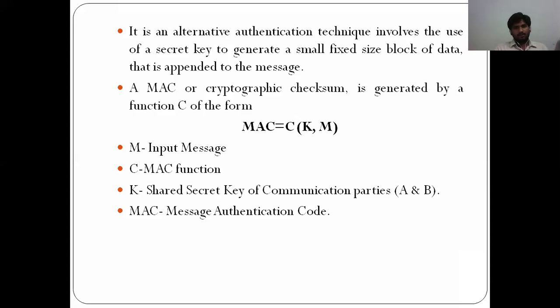So a MAC, a cryptographic checksum, is generated by the function MAC = C(K, M), where M is the input message and C is a function. Wherever we see C of or F of, we can know that there is a function. C means the MAC function. K is the shared key of the communication parties, maybe source and destination. MAC stands for message authentication code. So MAC = C(K, M). This small fixed block is going to be added to the message.